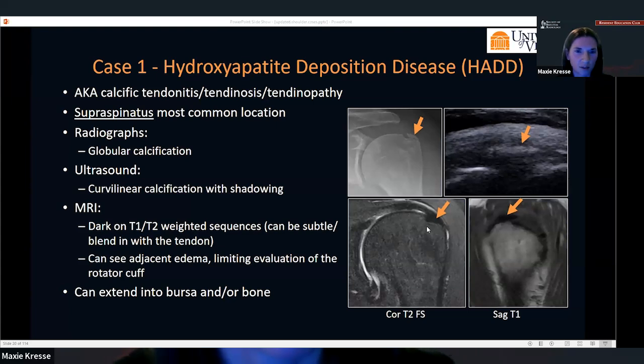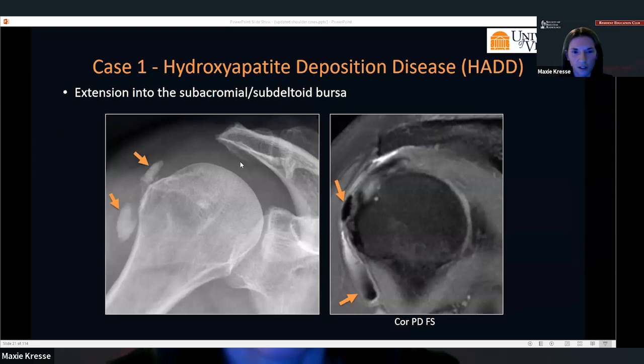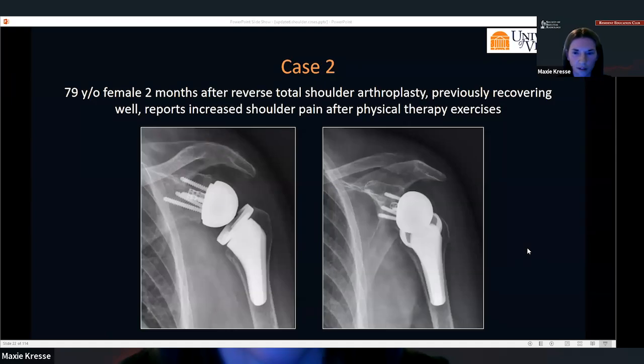So here I have an example. This calcium, you can see, is pretty much completely within the subacromial subdeltoid bursa. So this is the radiograph, it's layering within the bursa. Here's your corresponding MRI image. So you see this dark calcium layering within the fluid in the bursa, so bursitis caused by this hydroxyapatite deposition. Okay, so moving on.